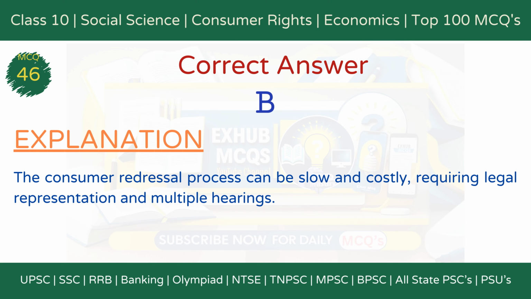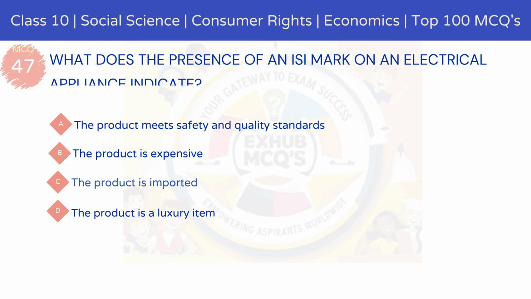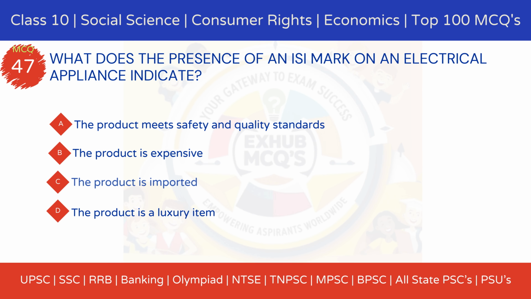The correct answer is option B, expensive and time-consuming legal process. Explanation: the consumer redressal process can be slow and costly, requiring legal representation and multiple hearings. MCQ47. What does the presence of an ISI mark on an electrical appliance indicate?